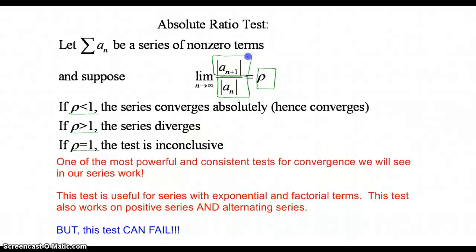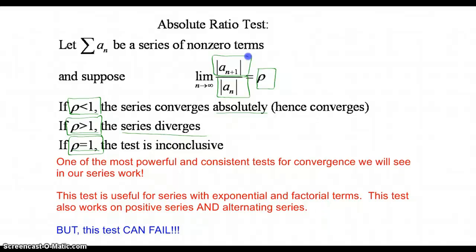value of rho. First of all, anytime that limit gives me a value less than 1, the series converges. And not only does it converge, it converges absolutely. Not only will the alternating series converge, but the positive counterpart converges as well. If rho is greater than 1, that series diverges. The only problem with the absolute ratio test is if rho equals 1.